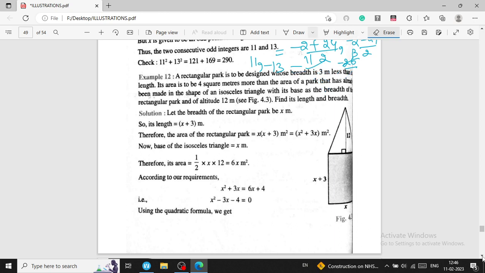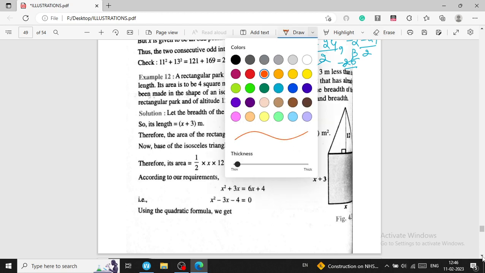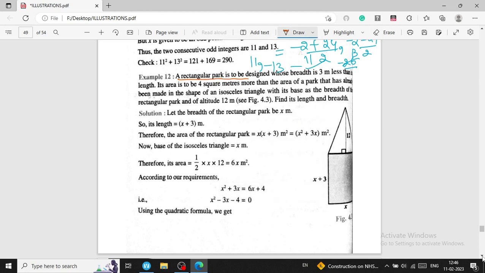In this question, we are given that a rectangular park is to be designed whose width is 3 meters less than its length. We have to find its length and width. First of all, we will write: let the width of the rectangular park be x meters, and its width is less than its length, so you can say its length will be more than the width. So x plus 3 meters.